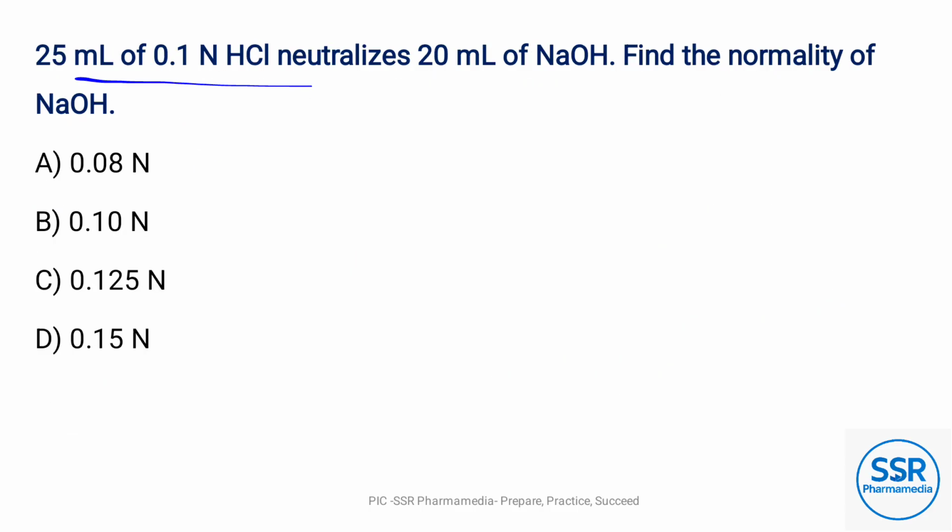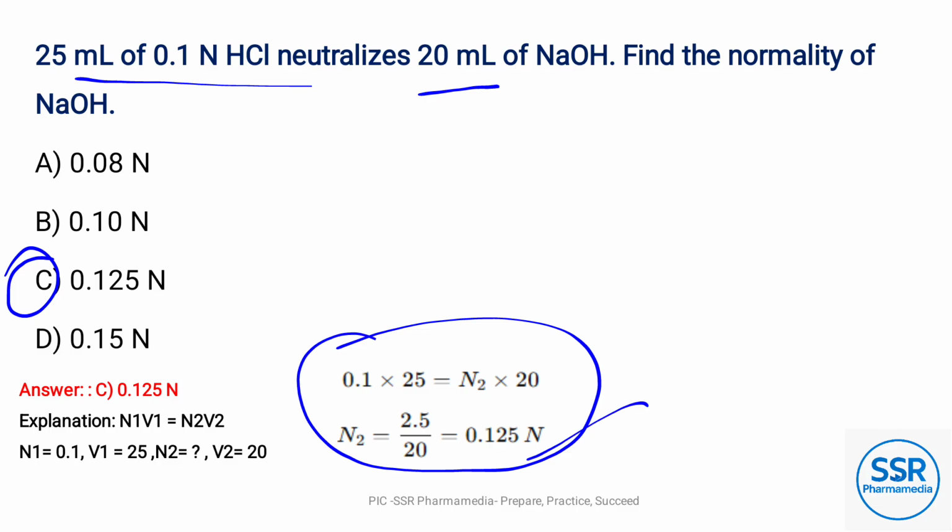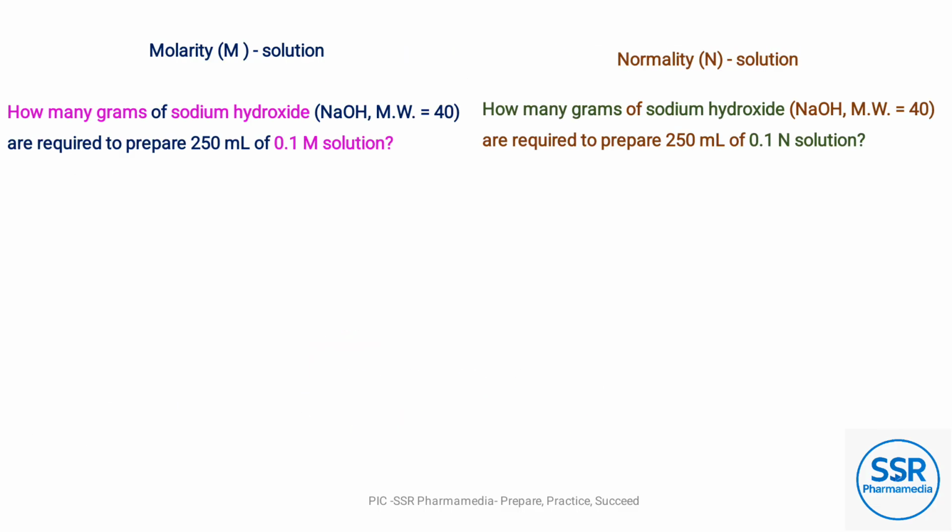25 ml of 0.1 N HCl neutralizes 20 ml of sodium hydroxide. Find the normality of NaOH. The answer is option C, 0.125. Here the formula is V1N1 is equal to V2N2. V1 they have given, N1 they have given as 0.1 N, V1 is 25 ml, N2 we don't know, and V2 they have given as 20 ml. If you substitute in this formula, you will get the answer 0.125 normality.